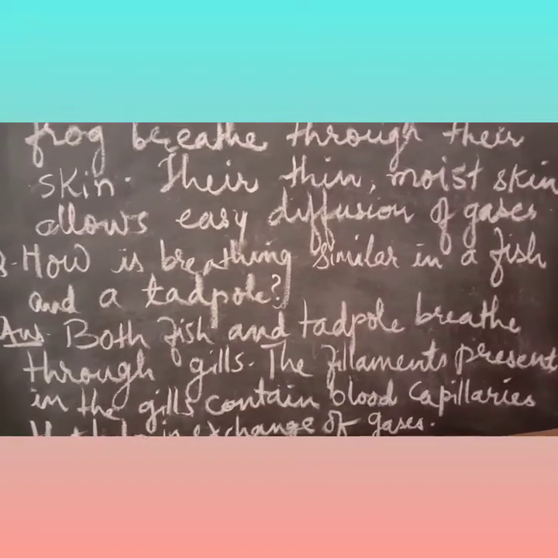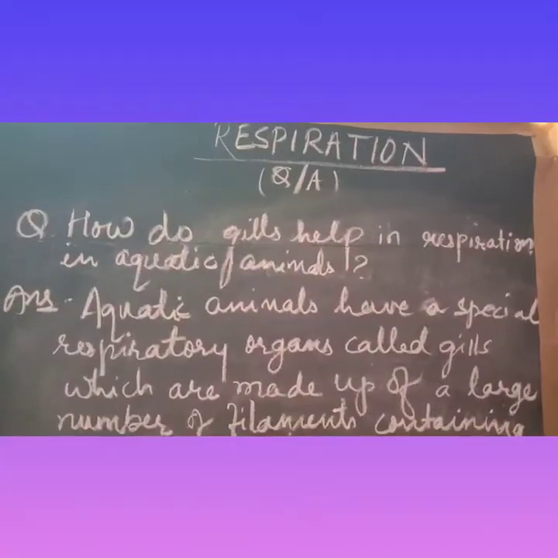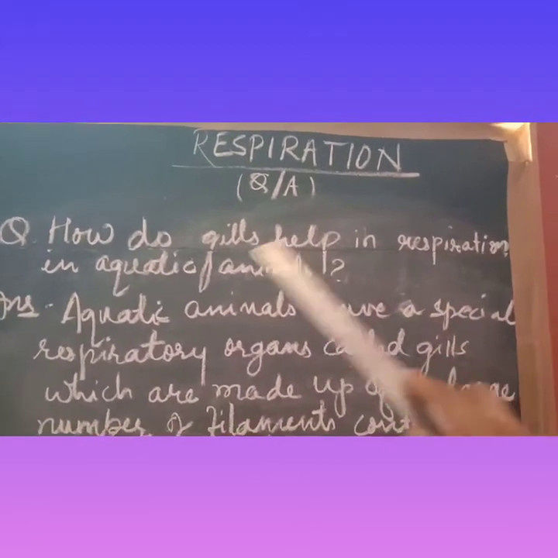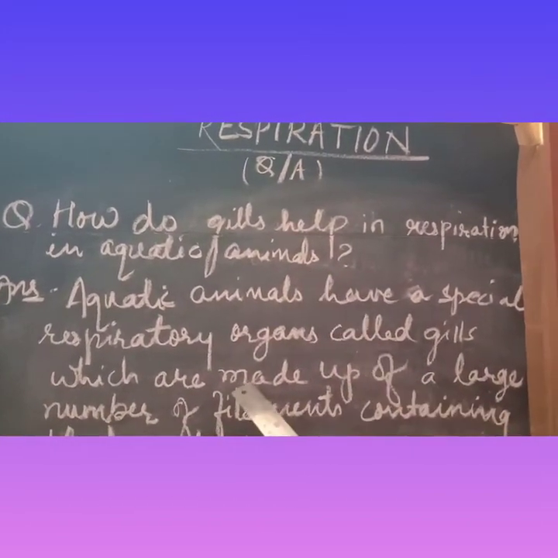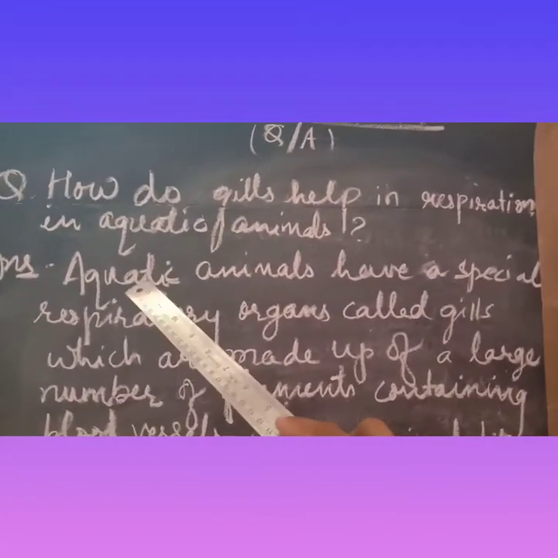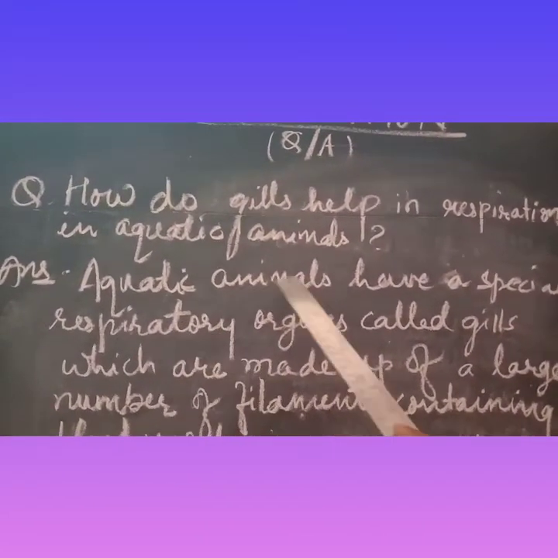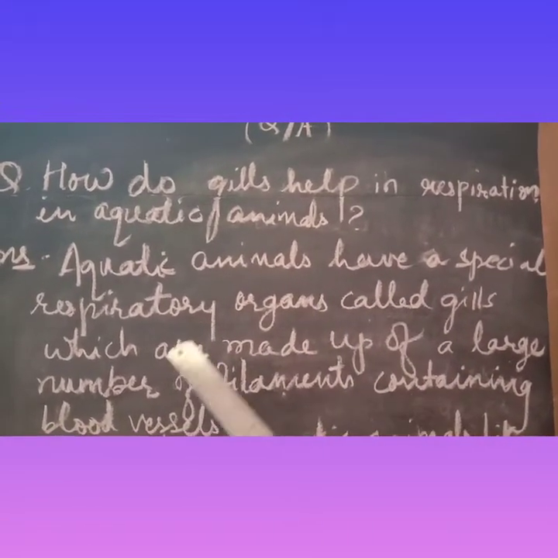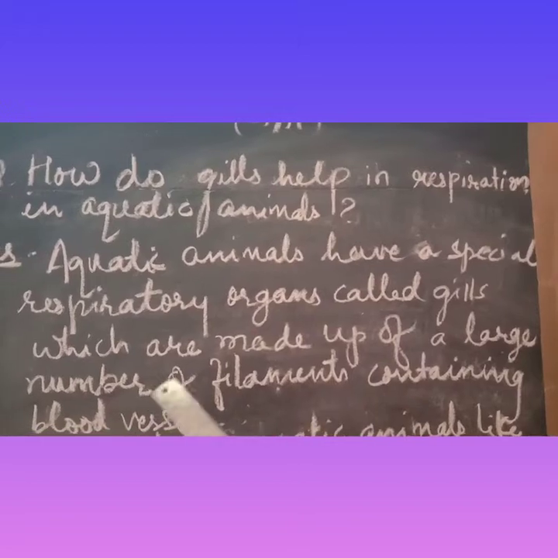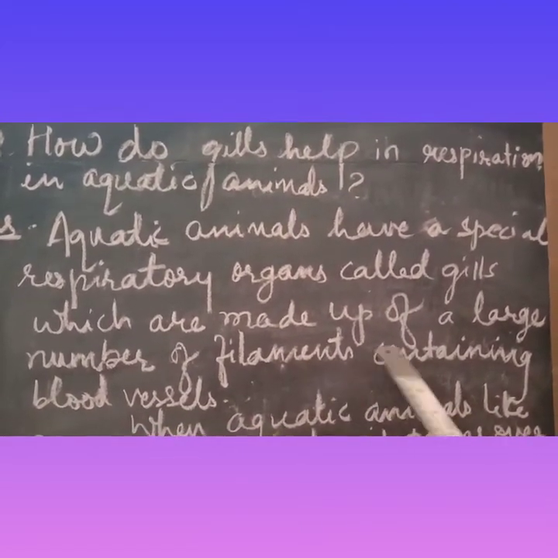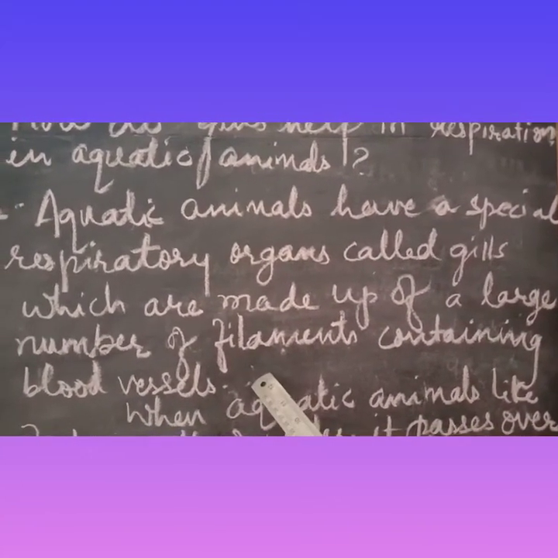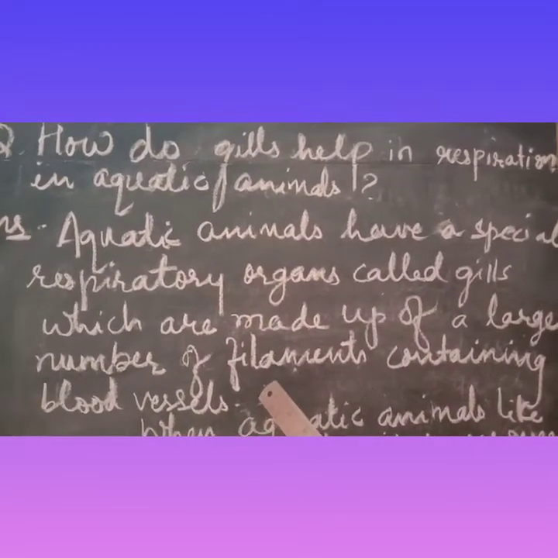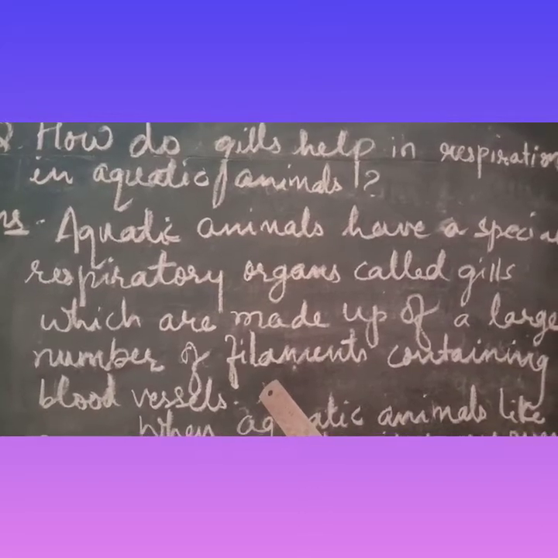Let's see a few more questions. Next question is, how do gills help in respiration in aquatic animals? Let's see the answer. Aquatic animals have special respiratory organs called gills, which are made up of a large number of filaments containing blood vessels. Actually, these blood vessels play a very important role in exchange of gases in aquatic animals such as fish.